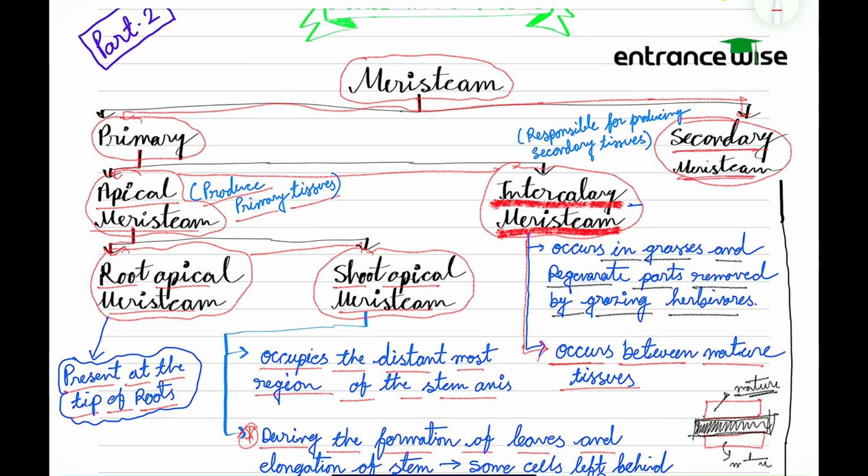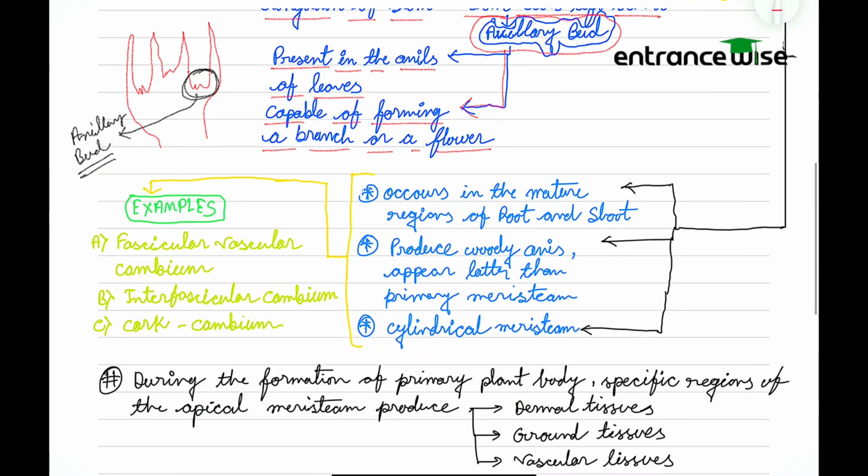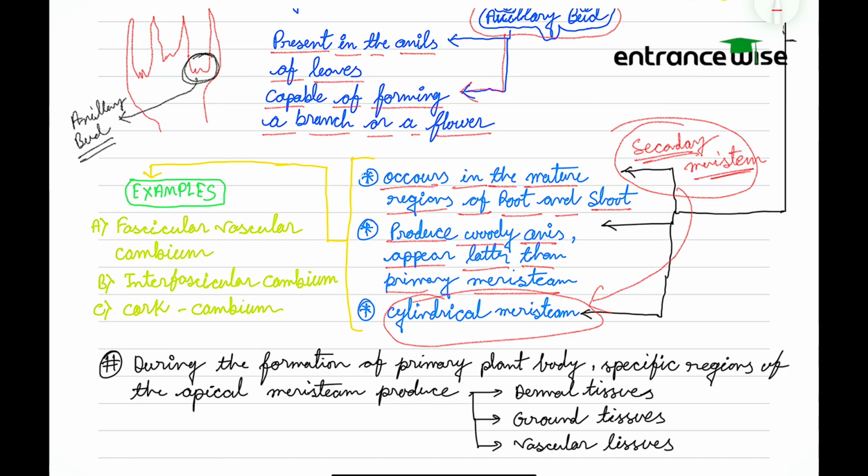The next thing is our secondary meristem. Secondary meristem, as you can see by its name, is responsible for producing secondary tissues. The secondary meristem occurs in the mature regions of root and shoot, produces the woody axis, and appears later than primary meristem. This secondary meristem is also called lateral meristem.